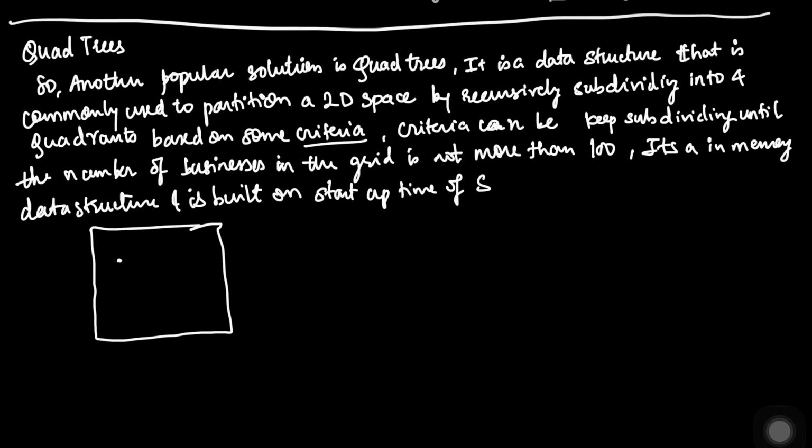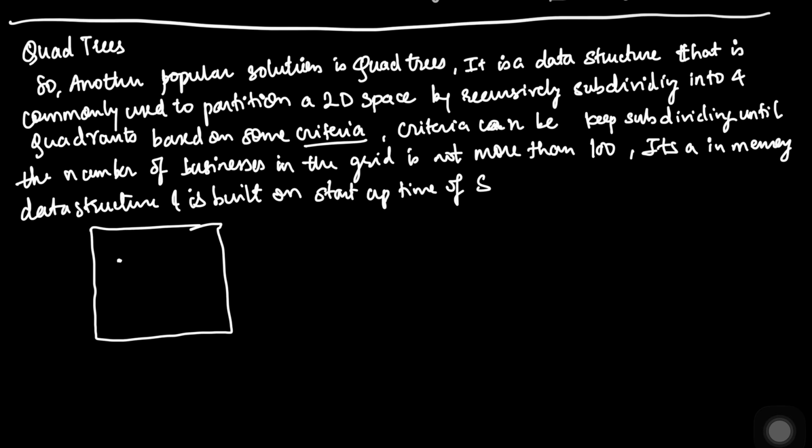Another popular solution is Quadtrees. Just like we discussed geohashes, Quadtrees is also one of the solutions to solve this problem of getting the businesses within the specified radius based on the user's latitude and longitude. So what is a quadtree? A quadtree is a data structure that is commonly used to partition a 2D space by recursively subdividing it into 4 quadrants every time based on some criteria.